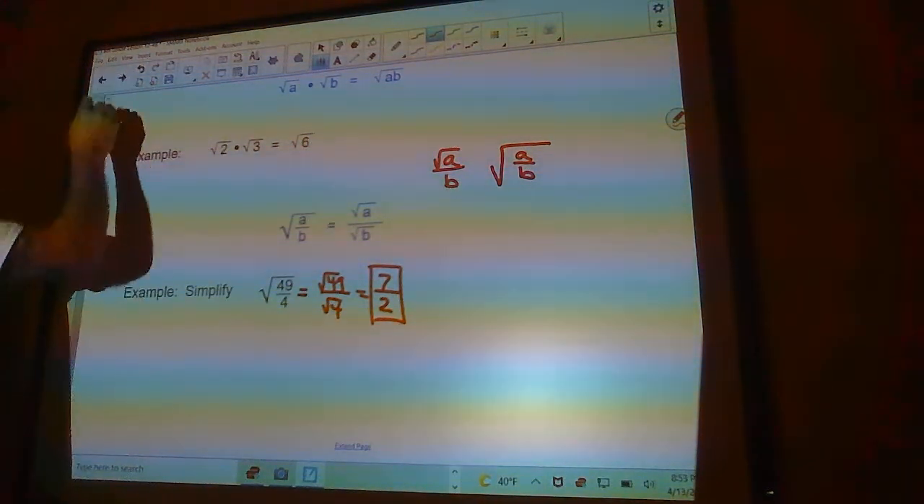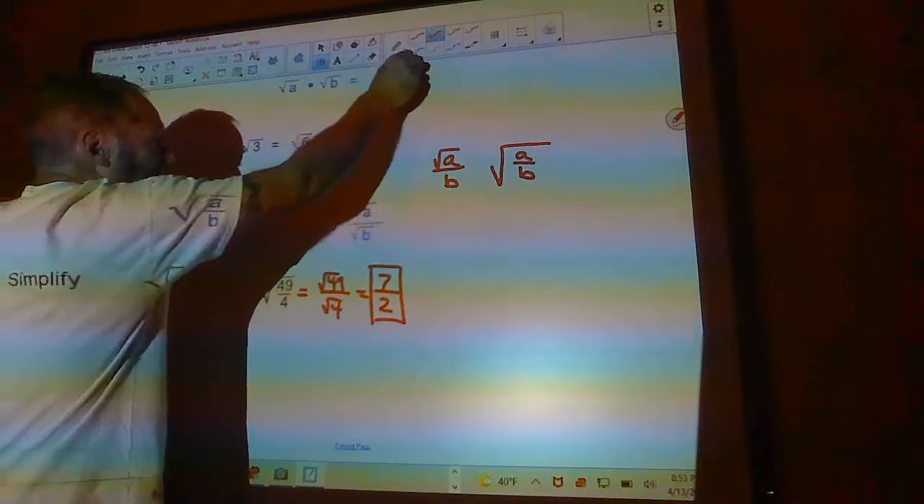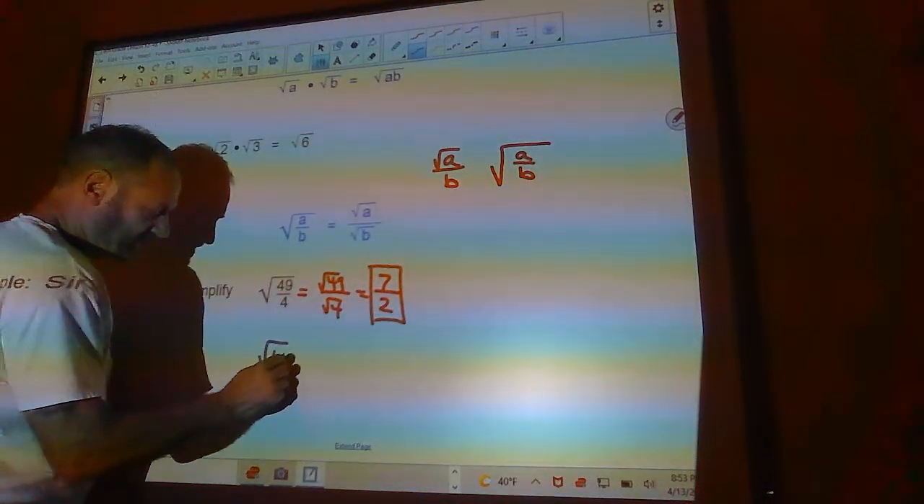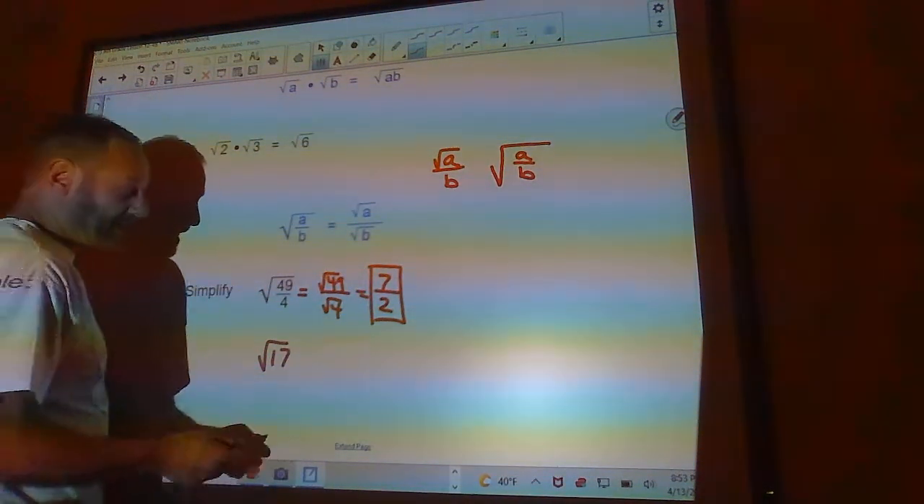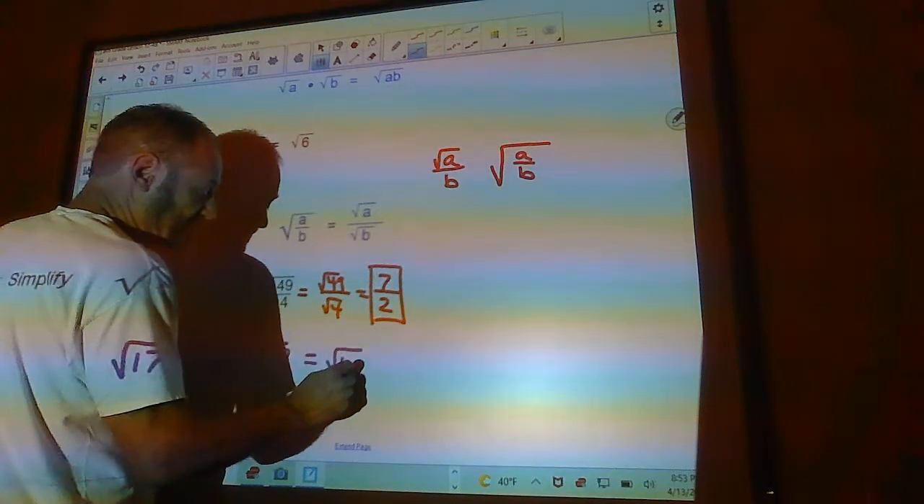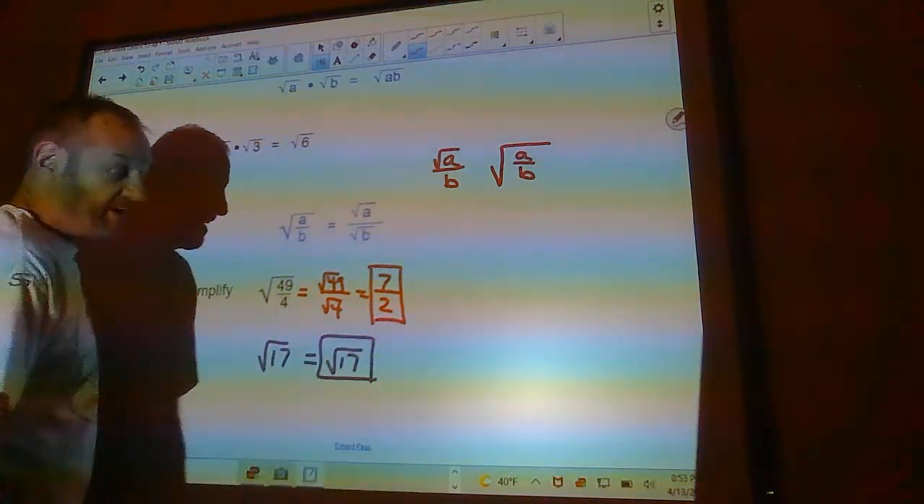Some are super easy to simplify. Like if I'm going to square root a prime number, square root of 17, I can't do anything to that. That's just the square root of 17. That's the answer. It's simplified as far as it's going to go.